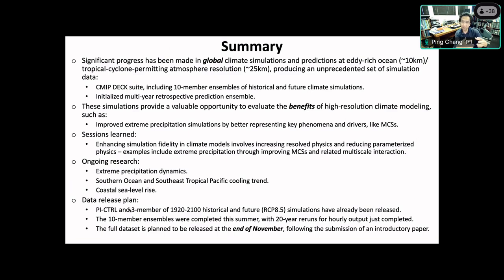But that's not to say that we don't need to increase the model resolution further. I believe that if you go further to the cloud resolving scale, the results may be even better. We can even look at the hourly extremes or even daily extremes, right? But then at quarter degree or so, we already see some major improvements, which is quite surprising.